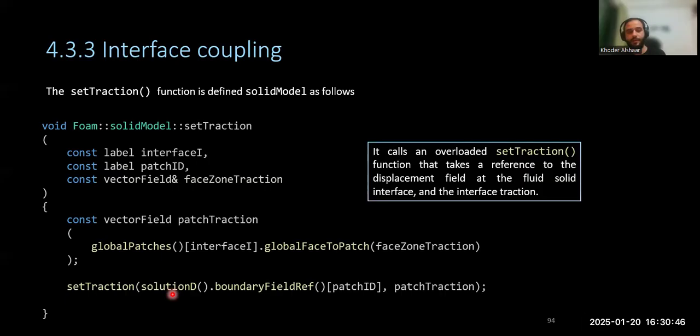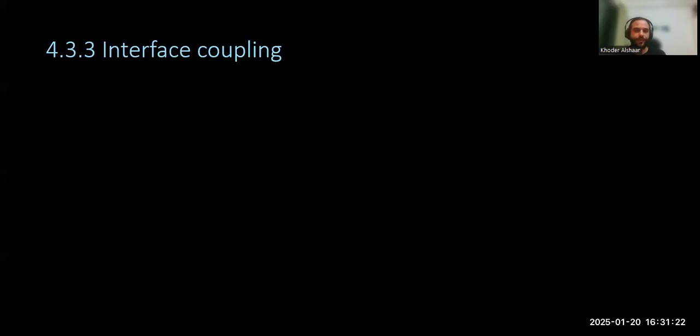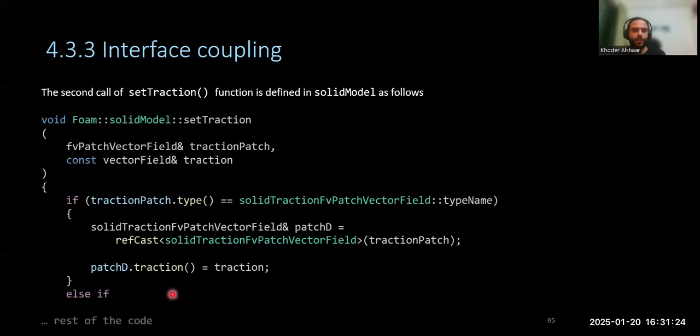but just for affirmation, most of the solid models in solids4foam use a displacement-based formulation, where in our case, we are using a linear momentum deformation-based formulation. So we have two different fields, which is the linear momentum and traction. So we'll see in the next slide how we will change this and how we will incorporate our fields in this function. So as I said, it's called an overloaded function. So the overloaded function looks like this.